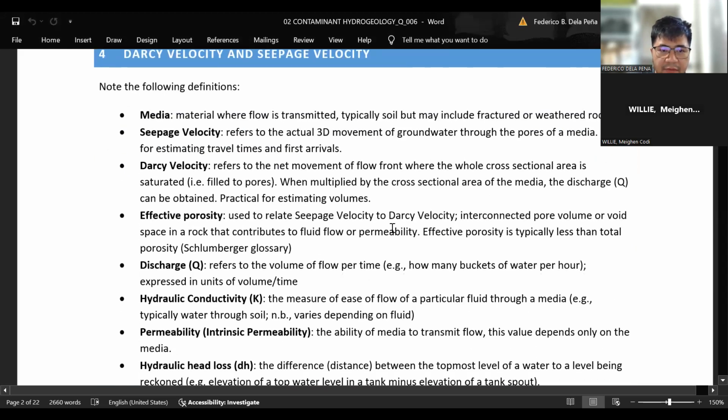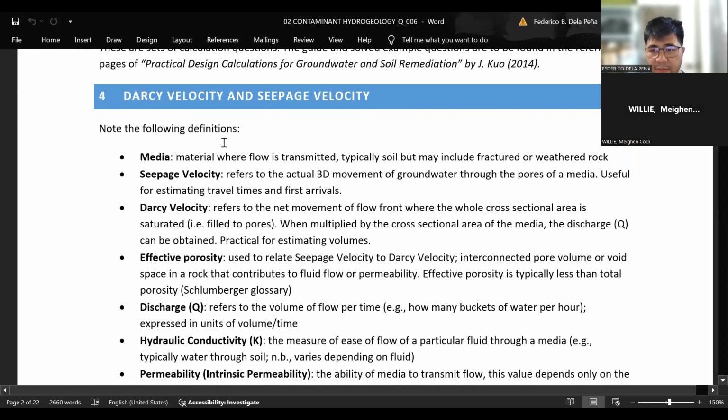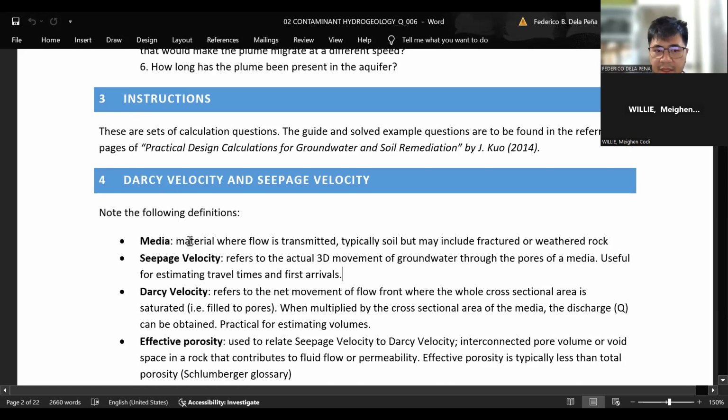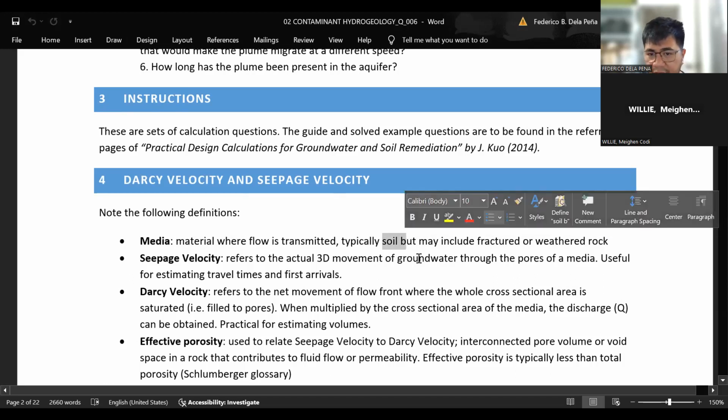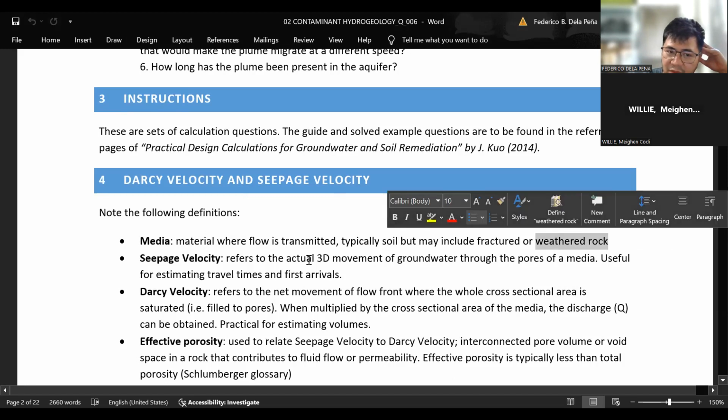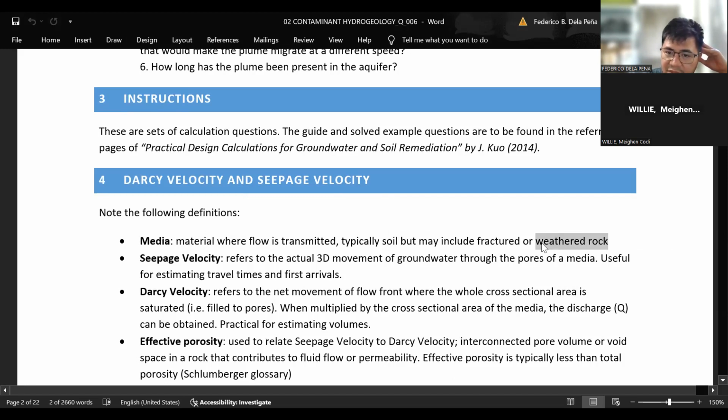And for that, let's talk about some concepts pertinent to our exercise. Media is a term which refers to soil and rock. Okay. Particularly soil or rock that can actually permit flow of water. Hence, most soils can permit flow of water. For rocks, it has to be either fractured or weathered. If the rock is too solid or too intact, it might not be able to permit the flow of water. So media is mostly soil and fractured or weathered rock.